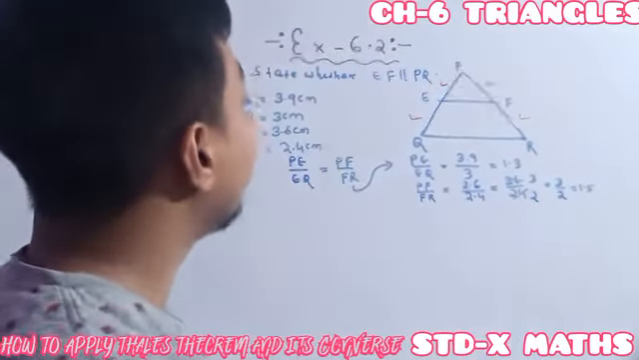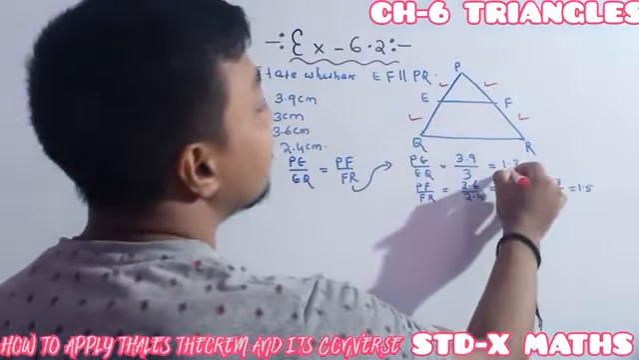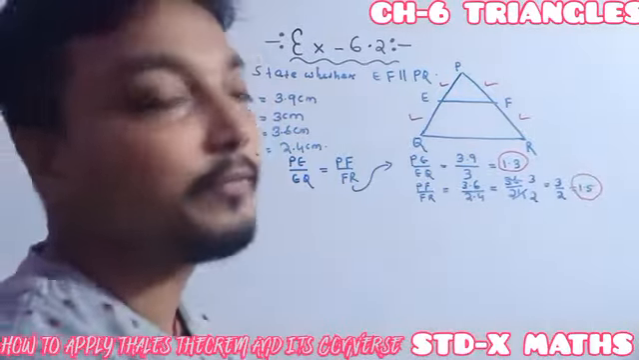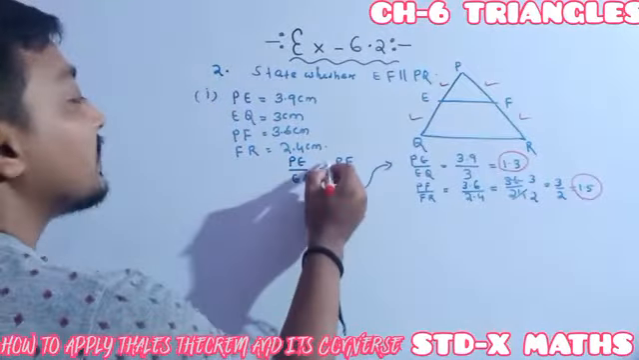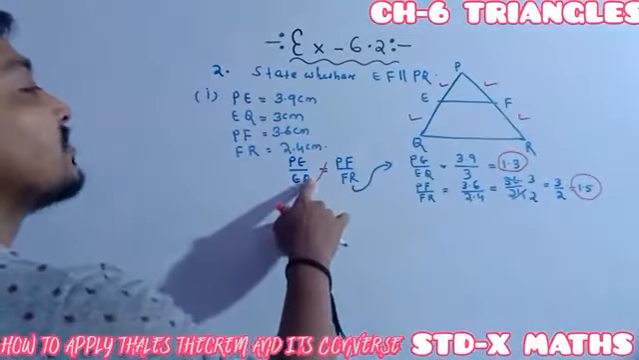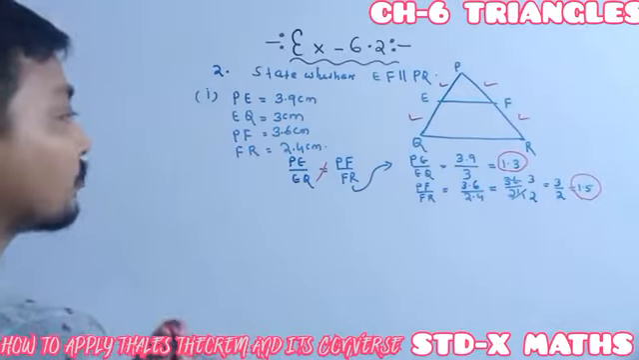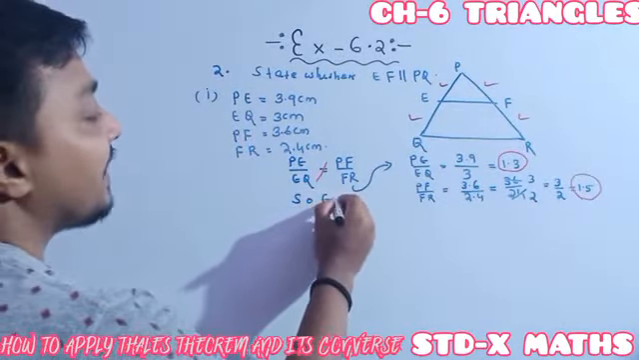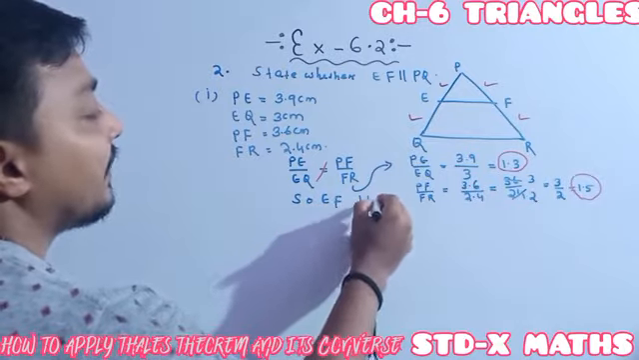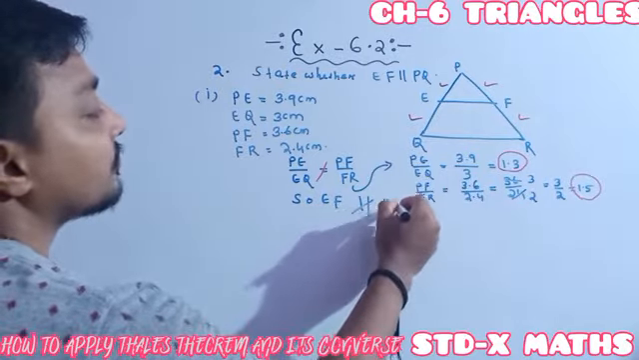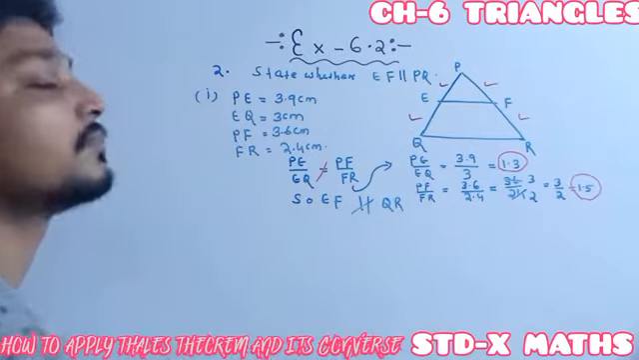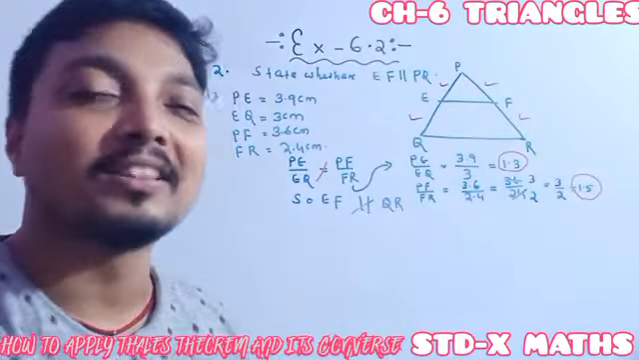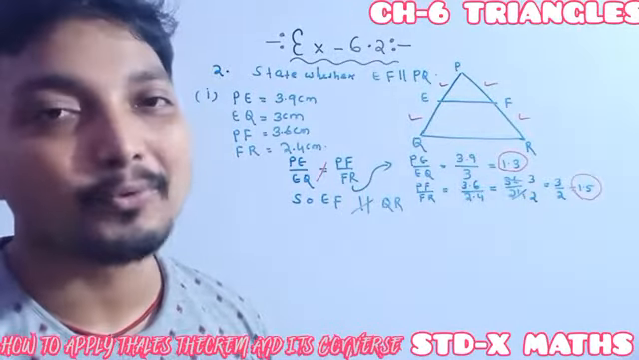Here the ratio we got is 1.3 and here the ratio is 1.5. As this one is not equal to this one, EF will not be parallel to QR. Perfectly understood? This is how we have done this question, and the next question we will do in the same way.